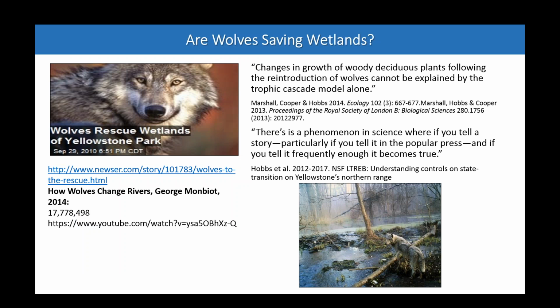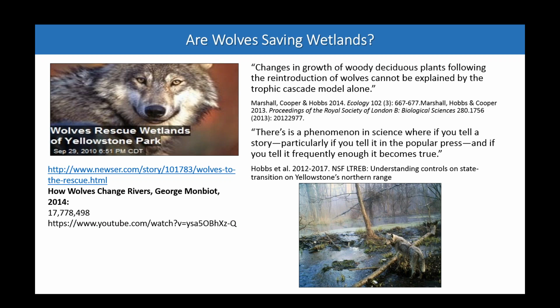On the other hand, there is Marshall, Cooper, and Hobbs' work, where they have done experiments in an LTER program. They're looking at willows. Some of you may have seen that video, How Wolves Change Rivers, by environmentalist George Monbiot. It was produced in the UK and went viral. That figure of 17 million views is a year old; it's probably double that by now. They presented the wolf as saving these rivers.